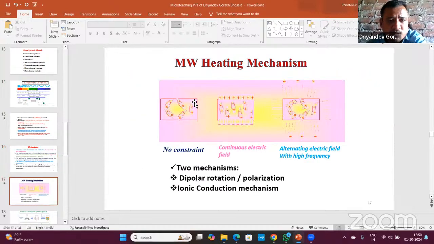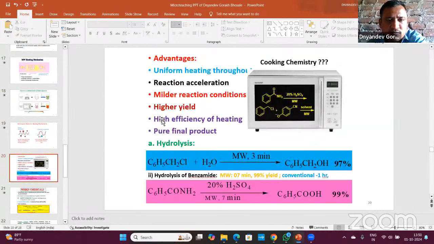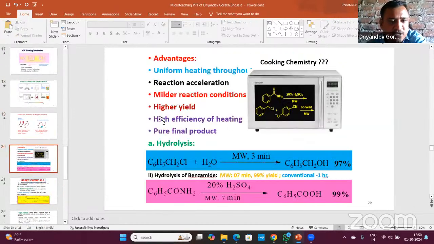These are the principles. This is the mechanism of how it actually heats. I would like to differentiate how the conventional and green methodologies work, what actually the process was, and where we found the difference. These are some mechanisms through which we can heat. And this is a genuine example: we generally use the microwave in the cooking process, and in a number of reactions.